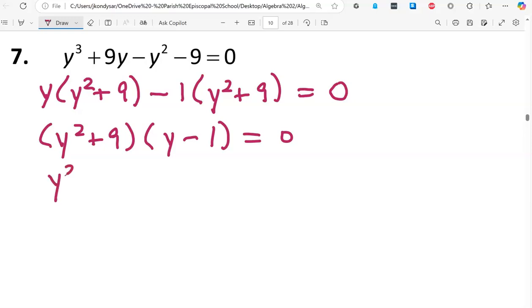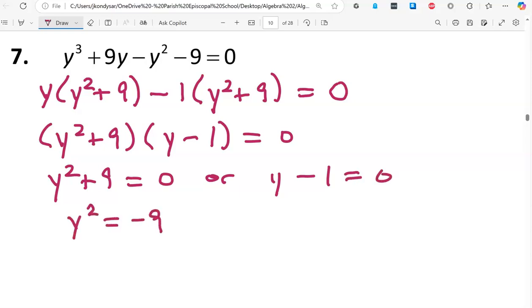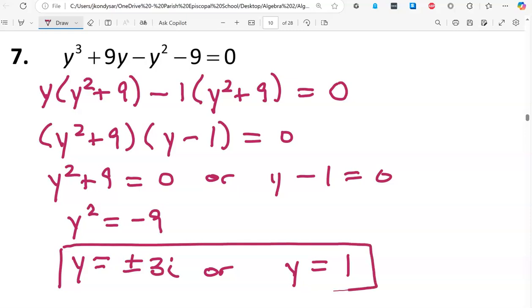And so either y squared plus 9 is equal to 0, or y minus 1 is equal to 0. If y squared plus 9 is equal to 0, then y squared is equal to -9. Taking a square root of both sides, y is equal to the positive or negative square root of -9, which is positive or negative 3i. If we add 1 to both sides of the other equation, we have y is equal to 1. So we have a total of 3 solutions, 2 imaginary and 1 real.